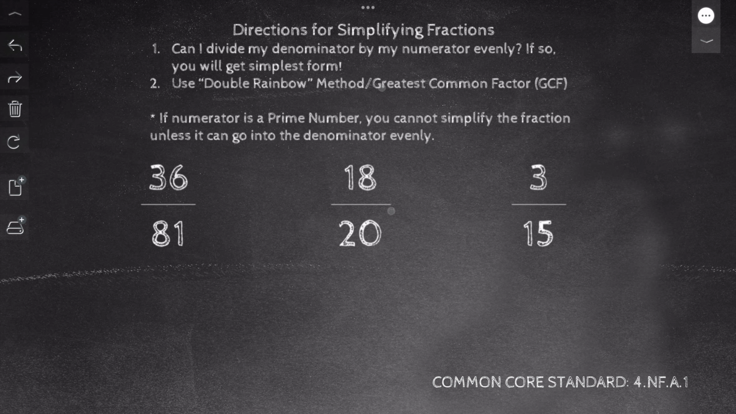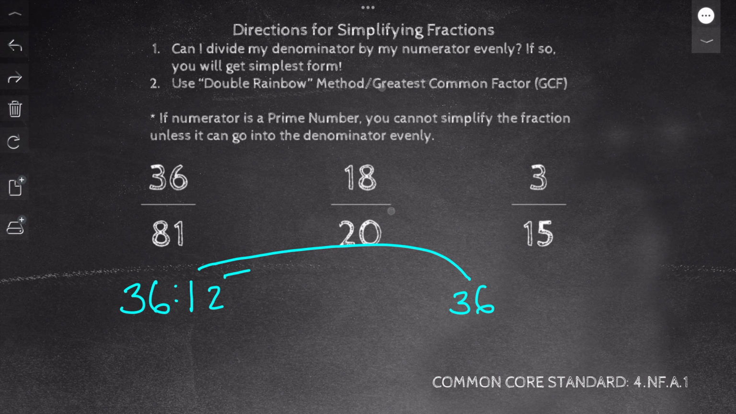Let's take a look at 36/81. I know that 36 does not go into 81 evenly, so I have to use my double rainbow method or my greatest common factor method. So I need to list out the factors. I'm going to start with 36. My factors for 36 are 1 and 36.